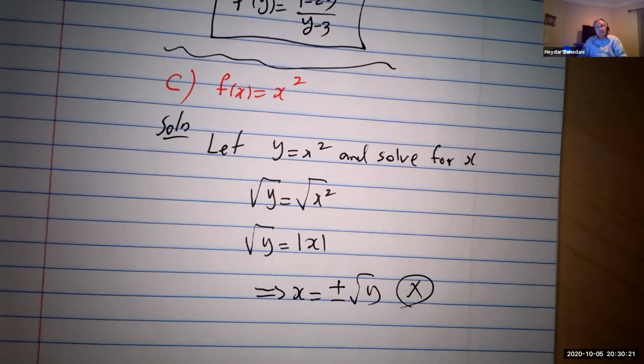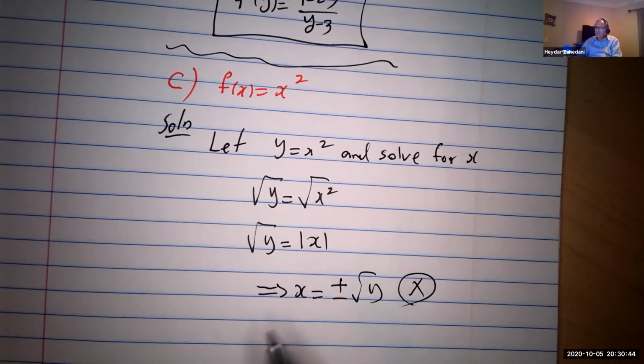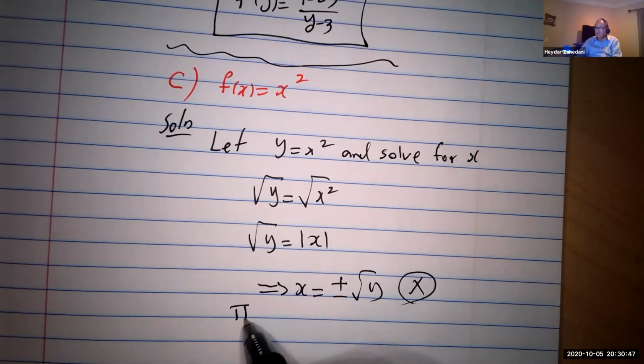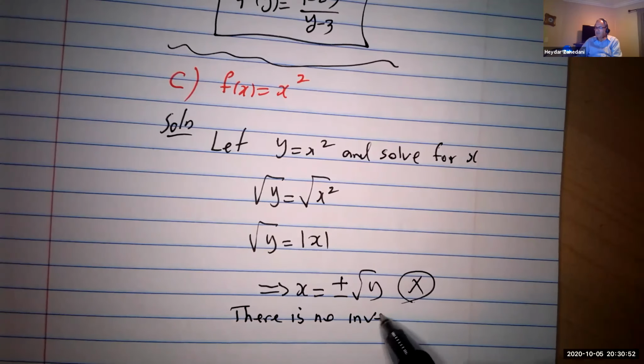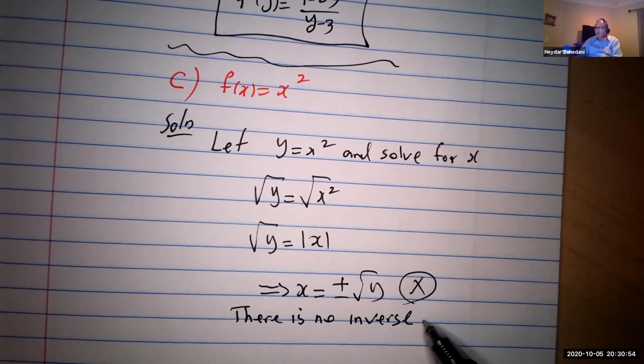In order to get the function, remember, you need only one solution. You get two solutions over here. You see, they share the first component, if you like. So this means this is not a function. You cannot say that f inverse of y is equal to positive negative radical y. So in that case, it's not possible. There is no inverse for f.